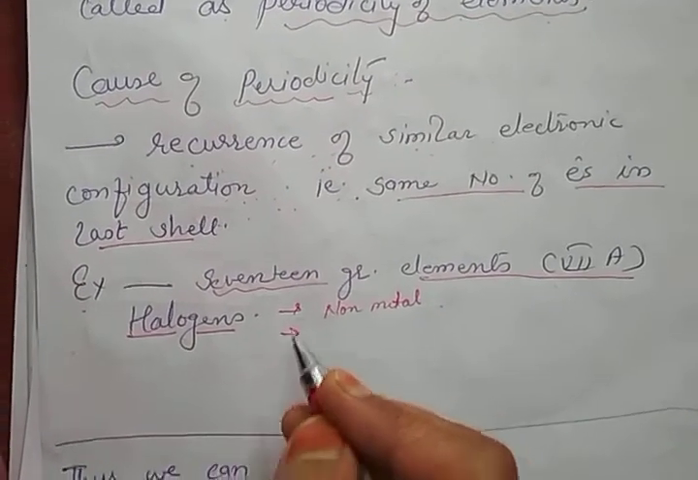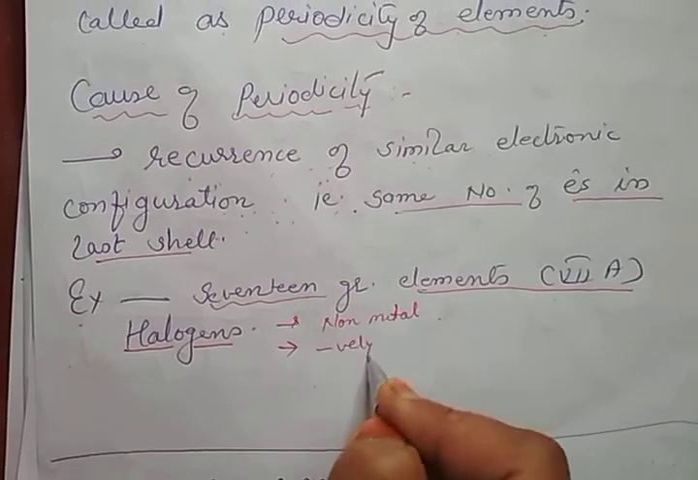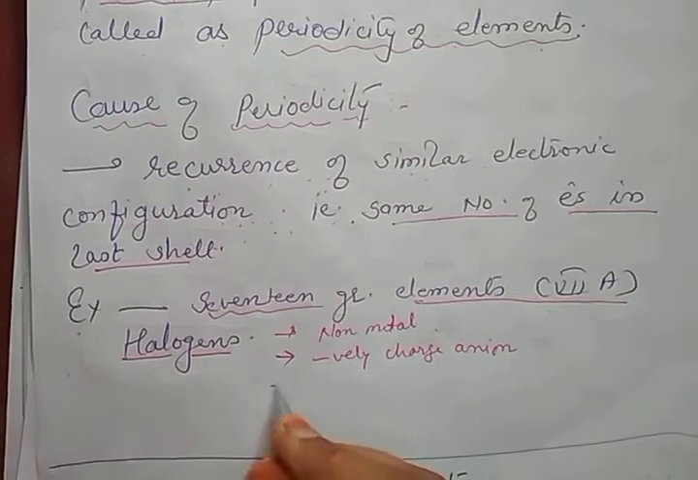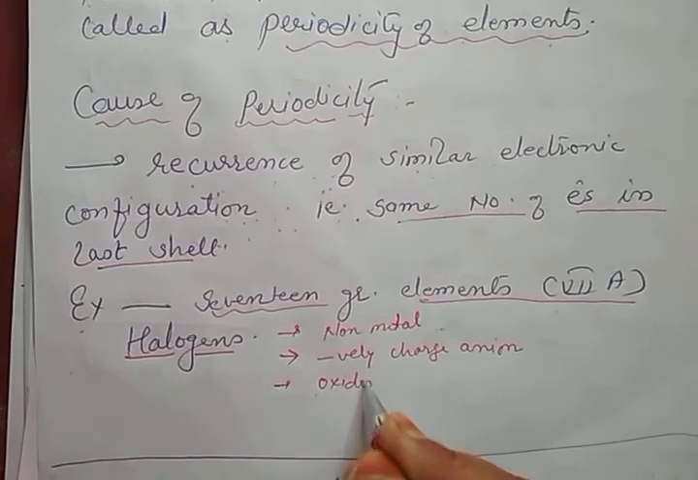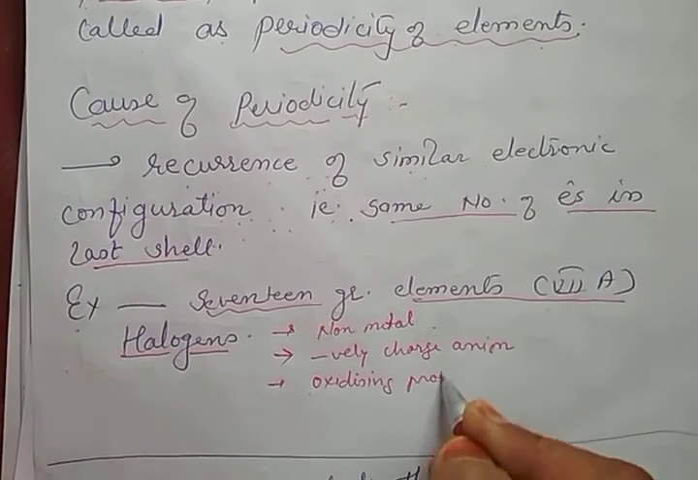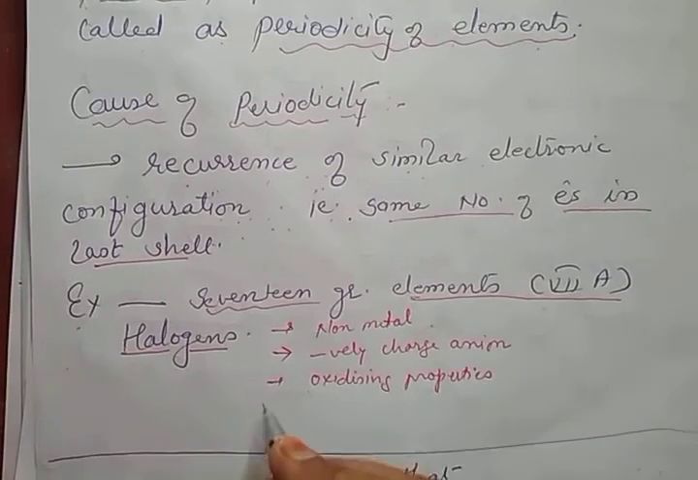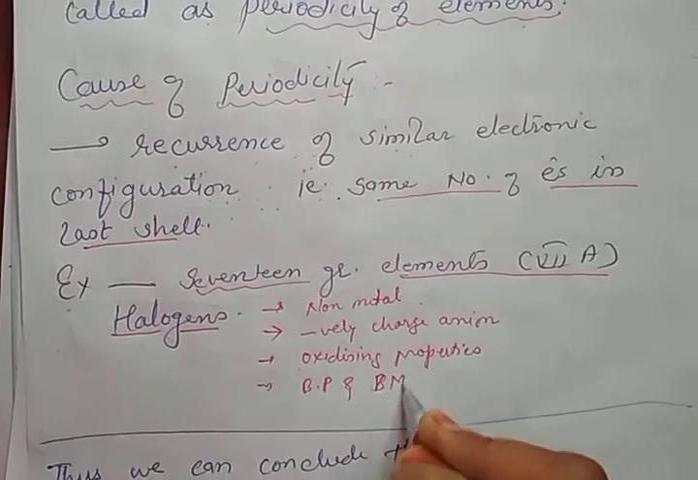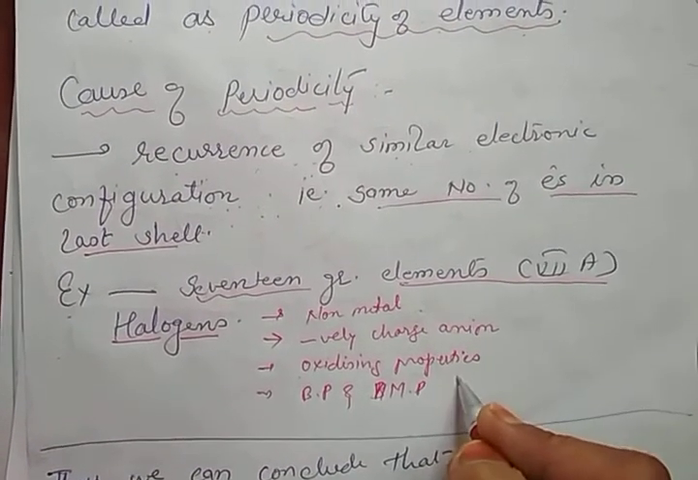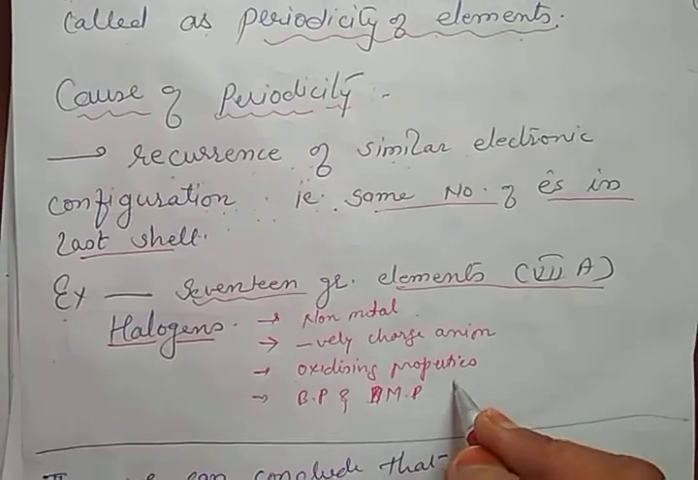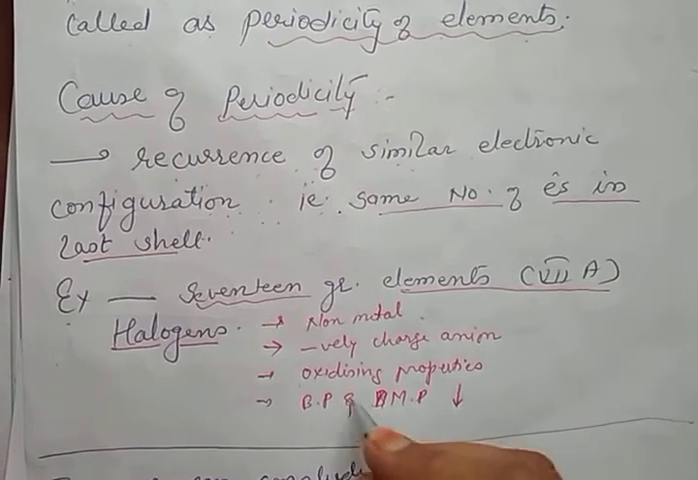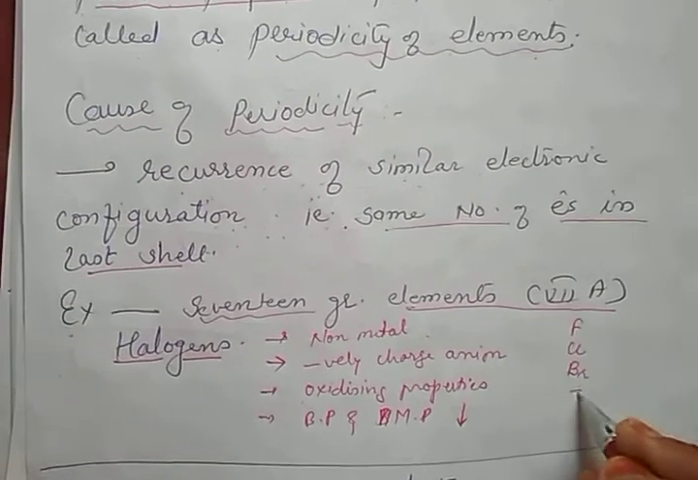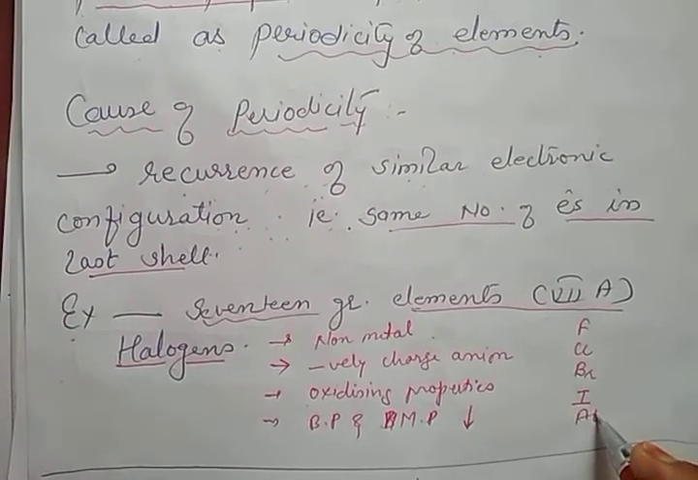Secondly, if we consider their properties, they all form the negatively charged anion. They all possess good oxidizing properties. Their boiling point and melting point show a gradual change as we move down a group from top to bottom. It goes on increasing from fluorine to chlorine, chlorine to bromine, bromine to iodine, iodine to astatine.